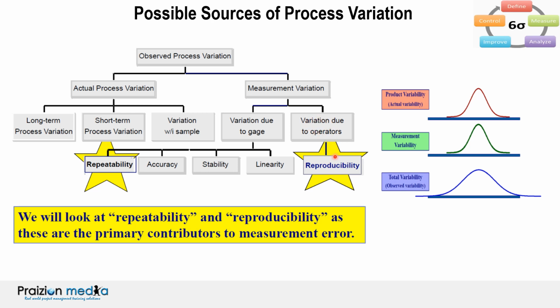Variation due to the operators is called reproducibility, whereas within the variation due to the gauge, you have linearity, stability, accuracy. These three come from the design and manufacturing of the measurement gauge, whereas this is the output of the operation of the measurement gauge. So repeatability and reproducibility together sum up to give the overall performance of the measurement system.